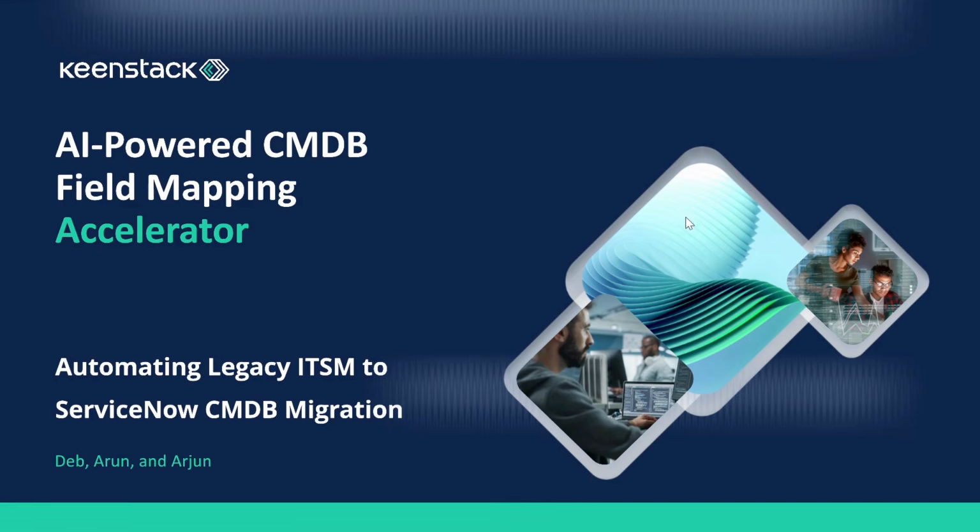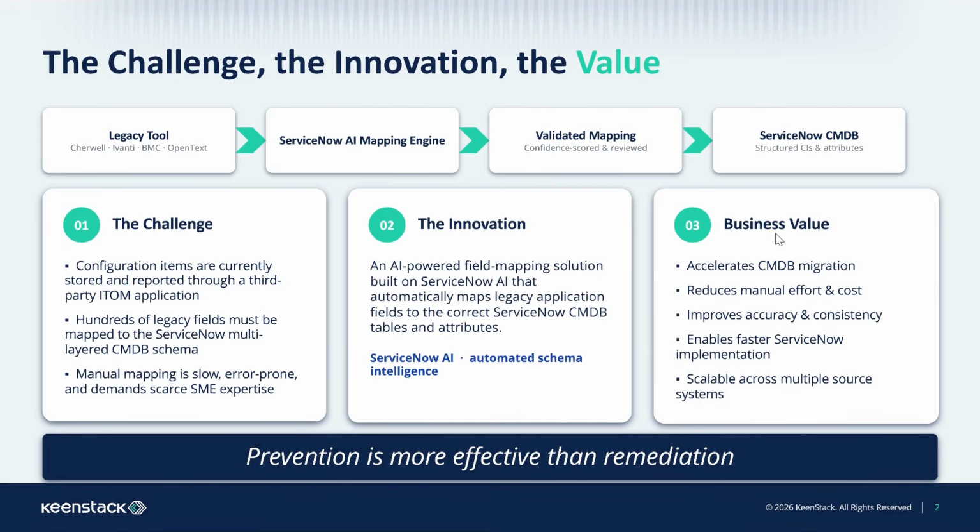When an organization migrates from a legacy ITSM platform to ServiceNow, one of the most time consuming activities is mapping the legacy data model to the ServiceNow CMDB. A legacy platform may have hundreds or even thousands of fields, and every field needs to be mapped to the right ServiceNow class and attribute. Traditionally, this means spreadsheets, manual analysis, and a lot of dependency on CMDB and migration experts. It's slow, repetitive, and very easy to get wrong.